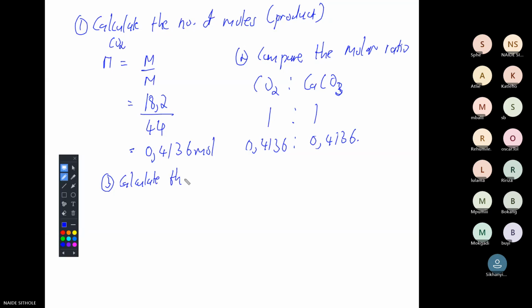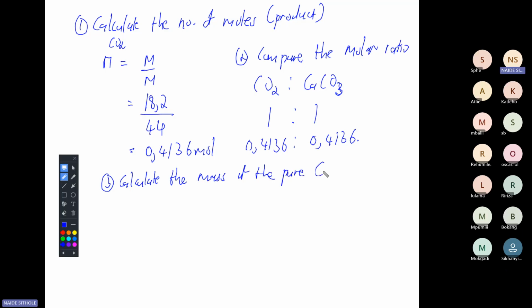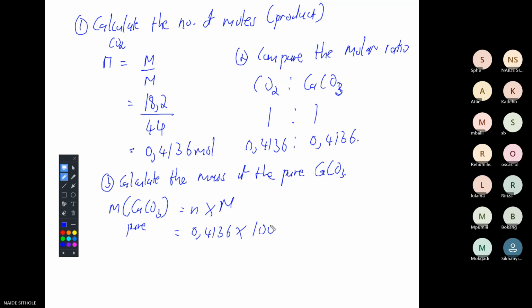Then we have to calculate the mass of the pure calcium carbonate. The mass of pure calcium carbonate is the number of moles multiplied by the molar mass: 0.4136 multiplied by 100, which is 41.36 grams.